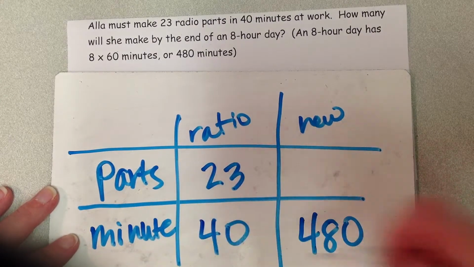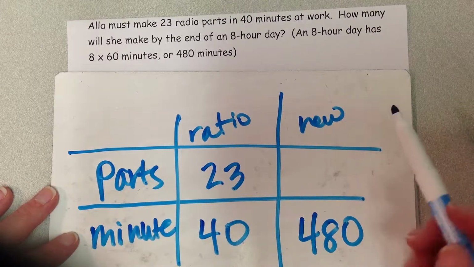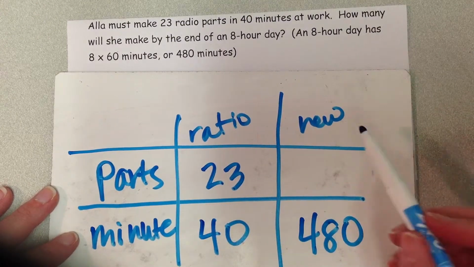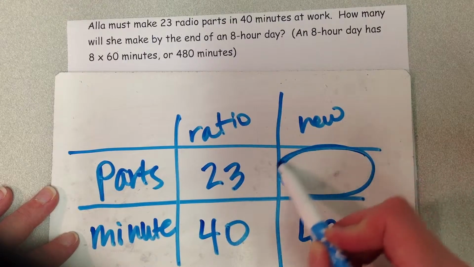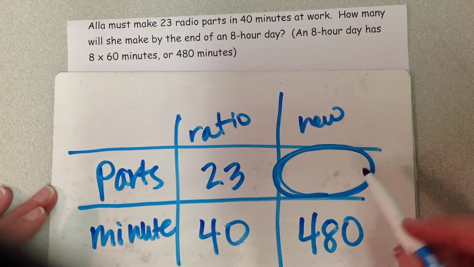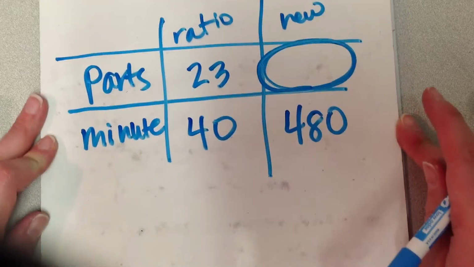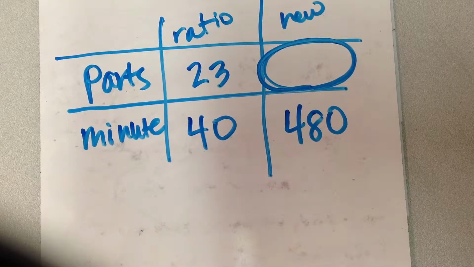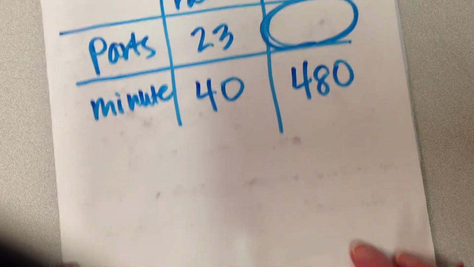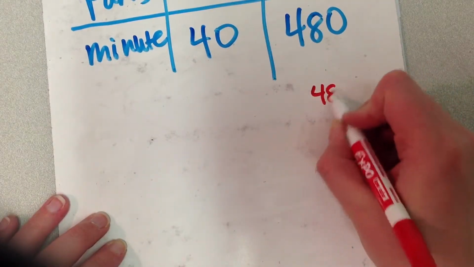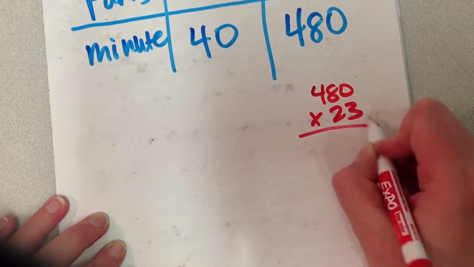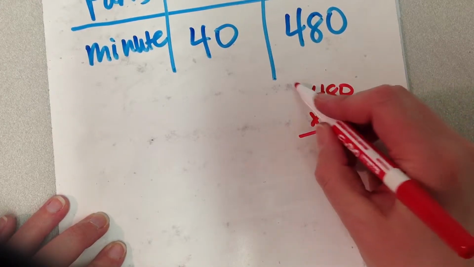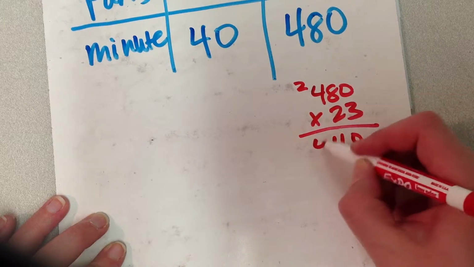Because it's time. And just double check, how many parts will she make, right? That's how many parts. What they're really asking me is what is this empty spot right here? Okay, so this has got some more complex math. I don't know what 23 times 480 is. I'm going to have to come down here and do some figuring. Okay, that's 0 and that's 4. Carry the 2. 12, 14.